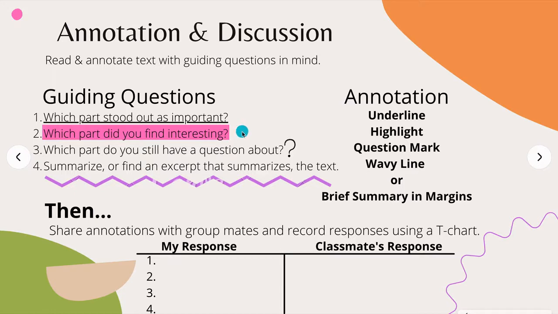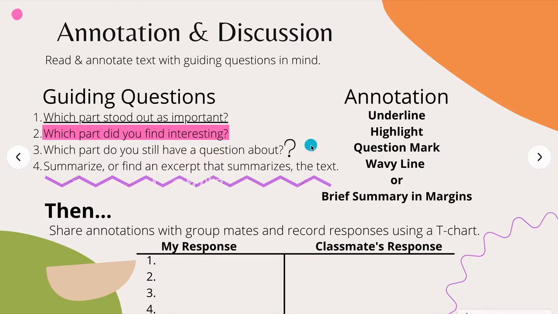Number 2, which part did you find the most interesting? Again, this is about your thinking and your opinion. Which part stood out as the most interesting to you? Maybe it's something you can make a personal connection to. Once you've found a part that you think is particularly interesting, go ahead and highlight it.